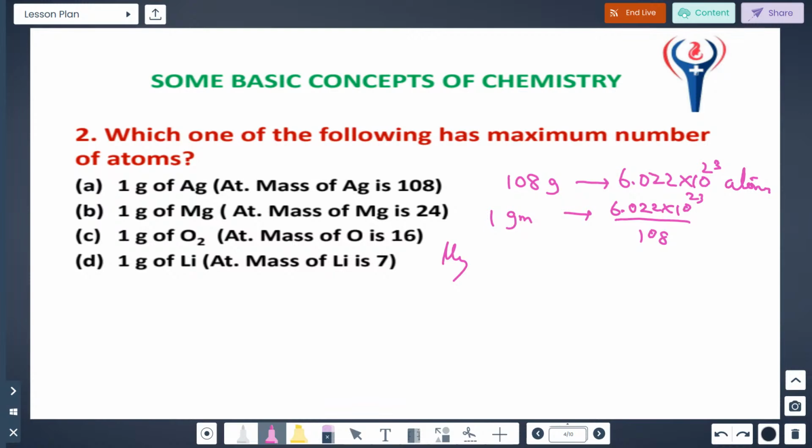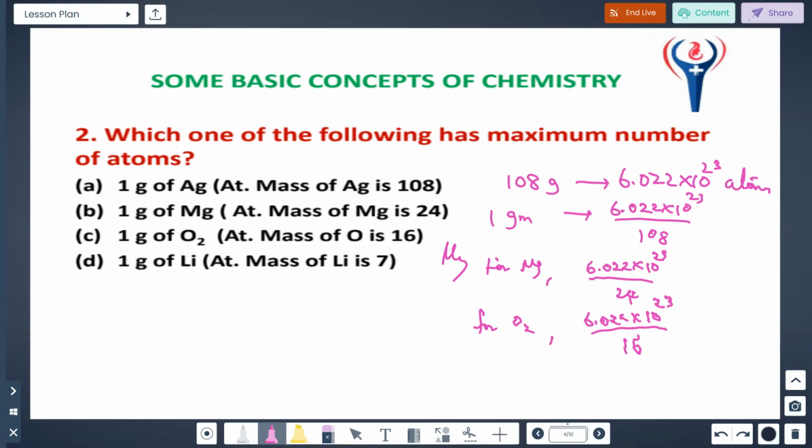For magnesium, it's the same thing: 6.022 into 10 power 23 by what? For magnesium, you put 24. Understood. For O2, as usual, 6.022 into 10 power 23 by 16. Understood.